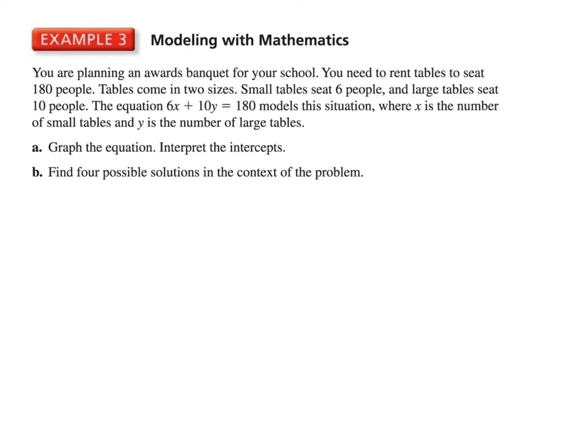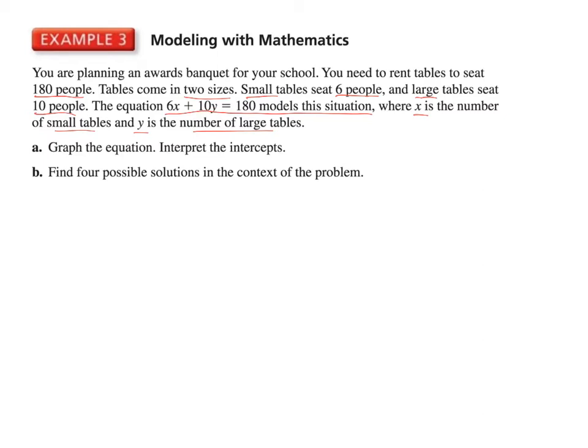You are planning an awards banquet for your school. You need to rent tables to seat 180 people. Tables come in 2 sizes. Small tables seat 6 people, and large tables seat 10 people. The equation 6x plus 10y equals 180 models the situation. They already did that work for you. Where x is the number of small tables and y is the number of large tables. Graph the equation and interpret the intercepts.